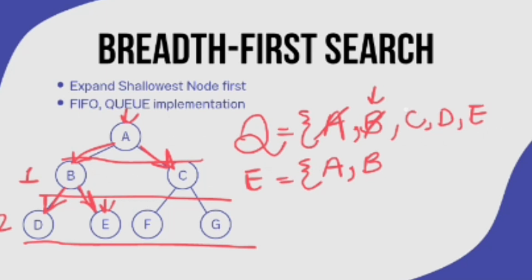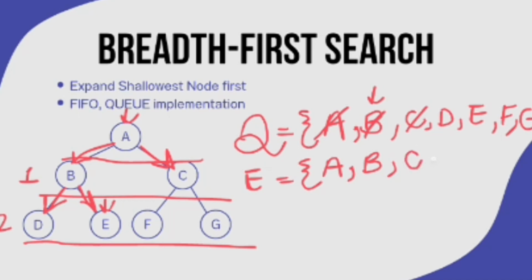Now next we have C. Now we explore C. From C we get F and G. We have explored C as well, so we write it in the explored array.